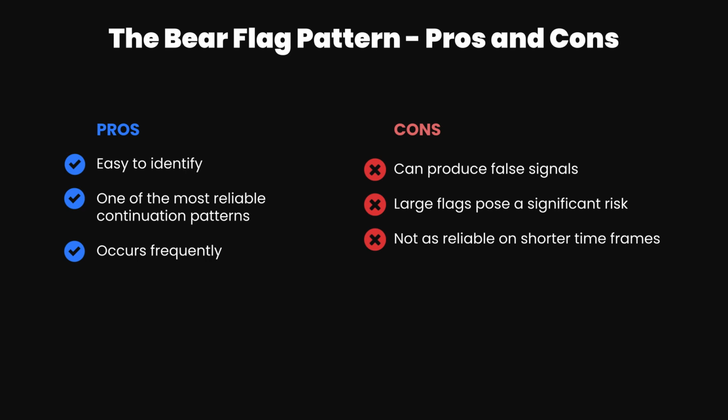In flat or choppy markets, the bear flag can prove ineffective. Also, large flags pose a significant risk. So, the larger the range of your flag, theoretically, the greater your risk. Your stop loss will be much larger. And lastly, it's not as reliable on shorter time frames. So, if you're looking at trading bear flag patterns on 1 minute or 5 minute charts, you may want to at least reduce your leverage to account for the reduced efficacy of the pattern.